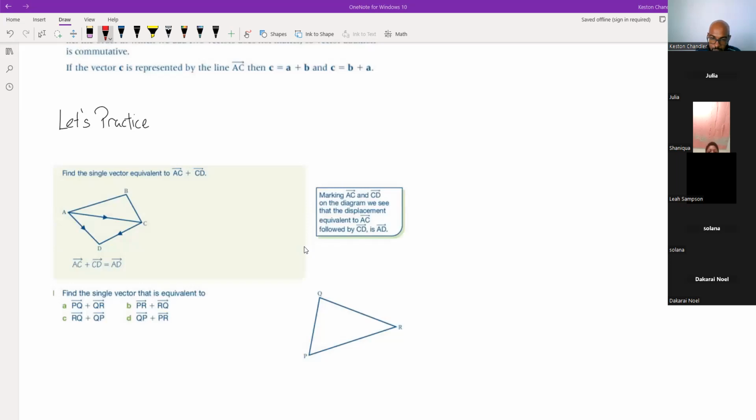We look at the example first. Find a single vector equivalent to AC plus CD, right? Now again, it's always good to see the common letter in the middle, and then you're going from A to D. So we're talking about going from A to D. Now we could go from A to D, and then from D to C. The equivalent vector that they're talking about is the vector AC.